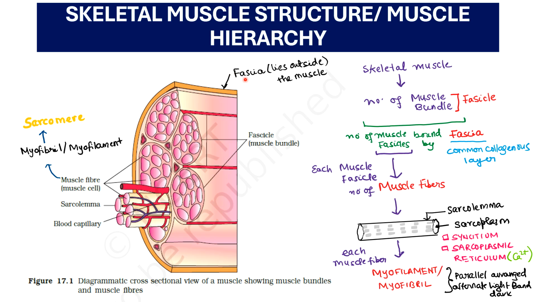Just remember the muscle hierarchy: fascia surrounding the muscle, which has many muscle bundles known as fascicles, then muscle fibers. These muscle fibers are made up of parallelly arranged layers known as myofilaments or myofibrils. These myofilaments or myofibrils consist of sarcomeres, which are the ultimate units responsible for muscle contraction.